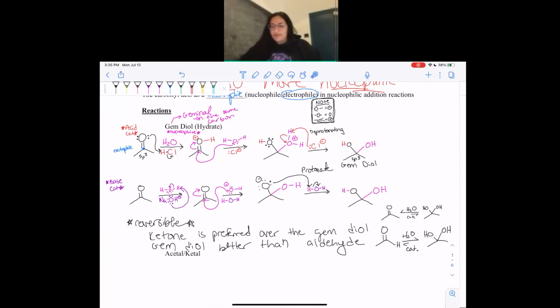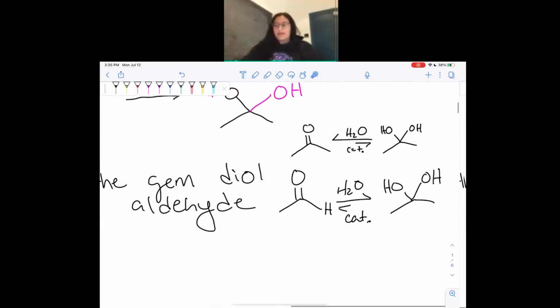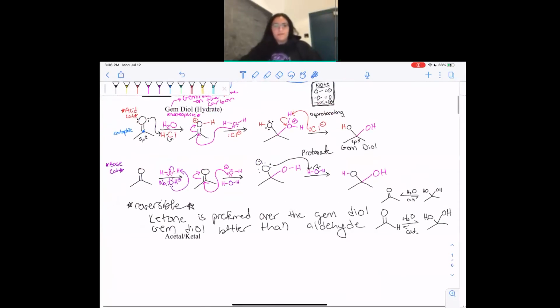So what I drew here, if we start out with the ketone, the reaction prefers the ketone. We don't want to make the gem diol, we want to keep the ketone. However, if we start with an aldehyde, we prefer the gem diol, so we're going to make product, we're not going to stay with the aldehyde. So that's all I mean by that. Does that make a little bit more sense?